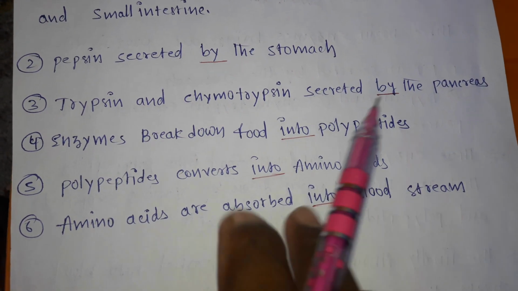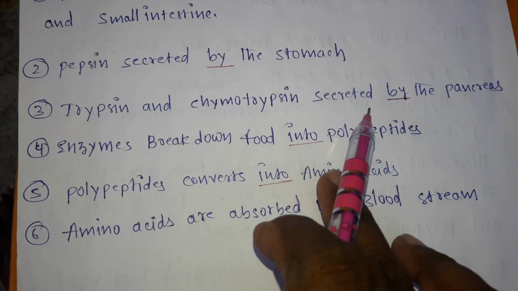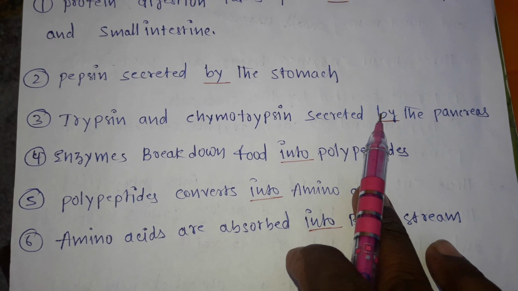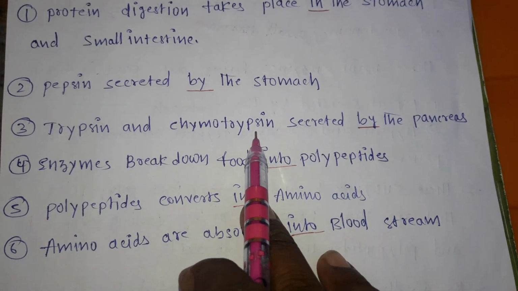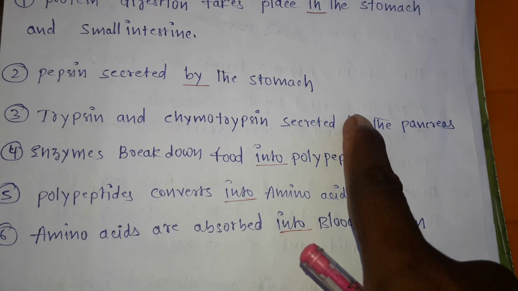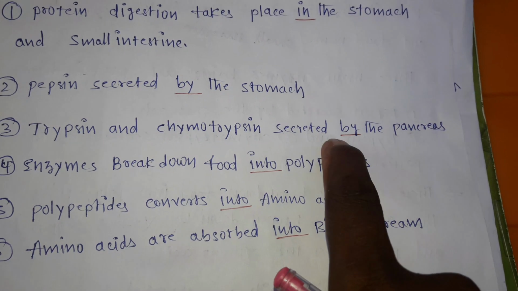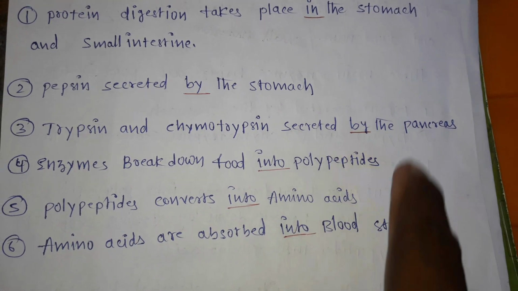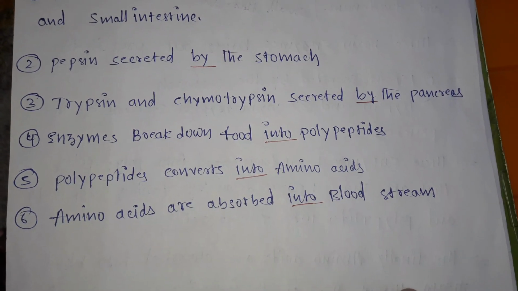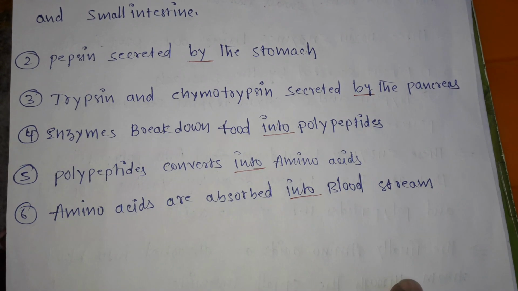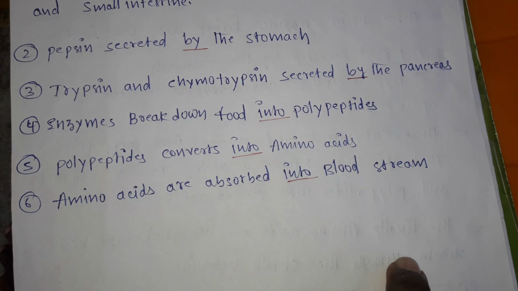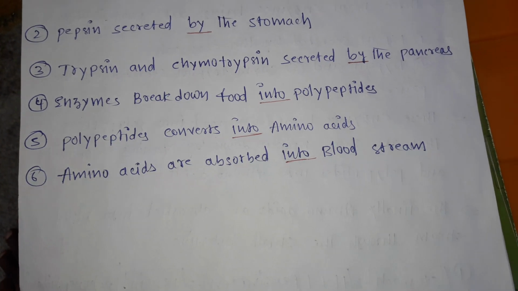Are you getting my point? Trypsin and chymotrypsin secreted by the pancreas. Again, by means by one agent. By whom? Here, the pancreas. So "trypsin and chymotrypsin secreted the pancreas" means no sense. But we add a simple word before the object. Most of the prepositions are placed before the object only. But when we write a sentence in the subjective case or objective case, it can come before the subject. But in most cases, the preposition comes before the object form only.